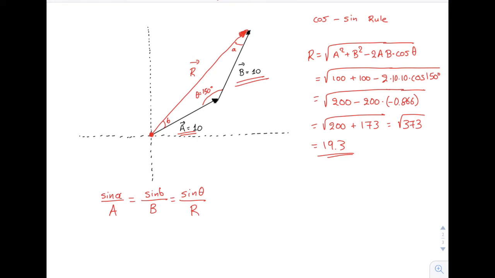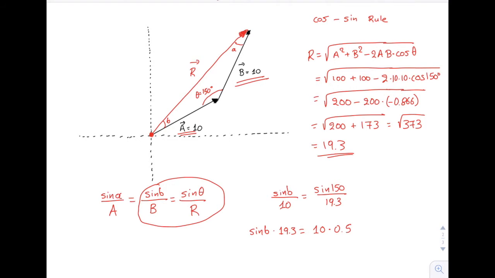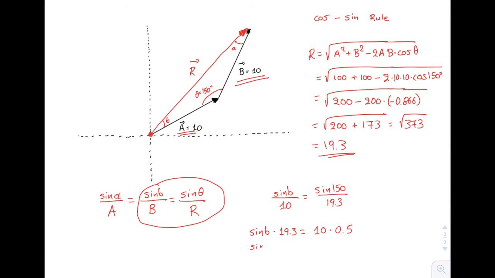We're going to use the last two fractions because we happen to know how much vector B is, or because I find it easier. Now sine of B over vector B, which is 10, is equal to sine of theta, theta though is 150 degrees, over the resultant vector that we have just calculated. We can cross multiply: sine of B times 19.3 will be equal to 10 times sine of 150. Sine of 150 happens to be 0.5.